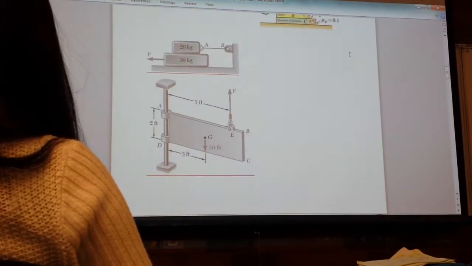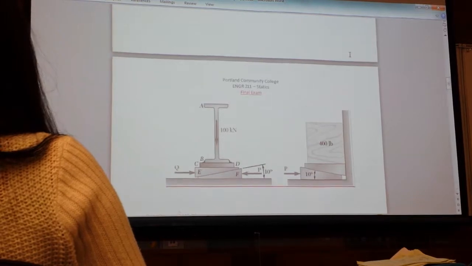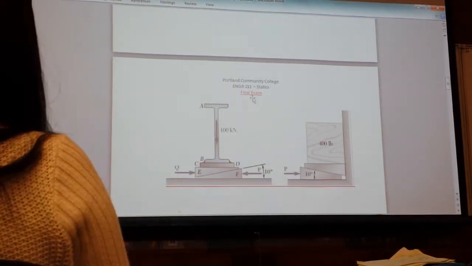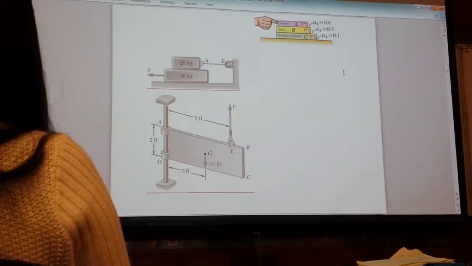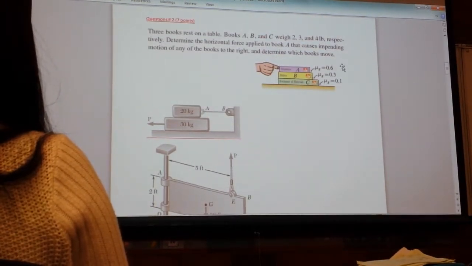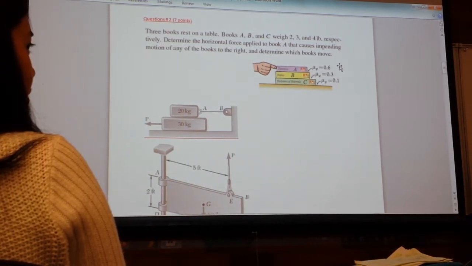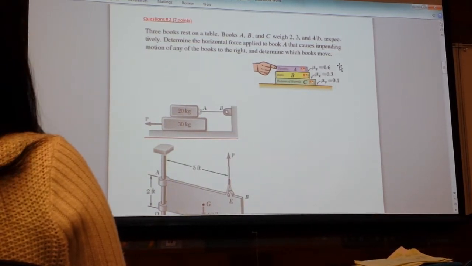Okay, so here are some questions of friction. Yeah, let's do one of the ones. 1, 2, 3, 4, 5. All of them about friction. Let's do the wedge. Wait a minute, did we do the wedge? We did the wedge. I did the wedge in the class.